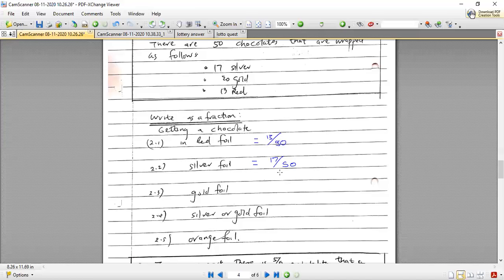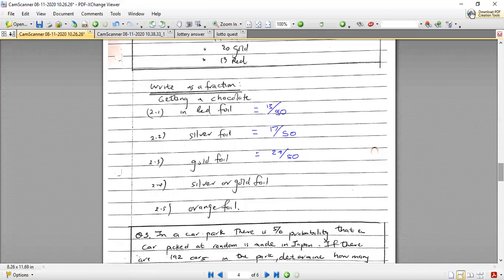What would be the prediction of him getting a gold foil chocolate? Yes, gold would be 20 out of 50. So this is how we have written it in a fraction form. Now the next question, 2.4, asks you, what's the prediction of him getting a silver or a gold foil chocolate?